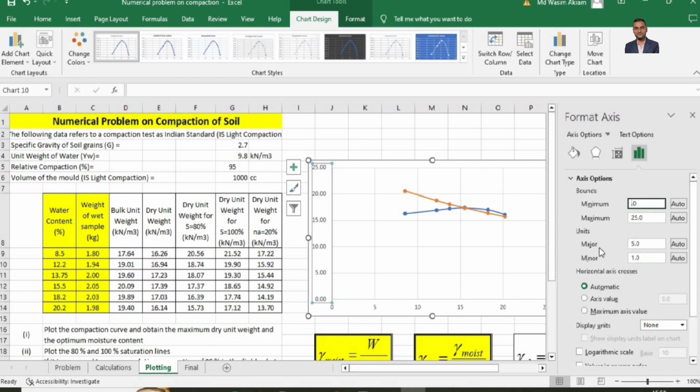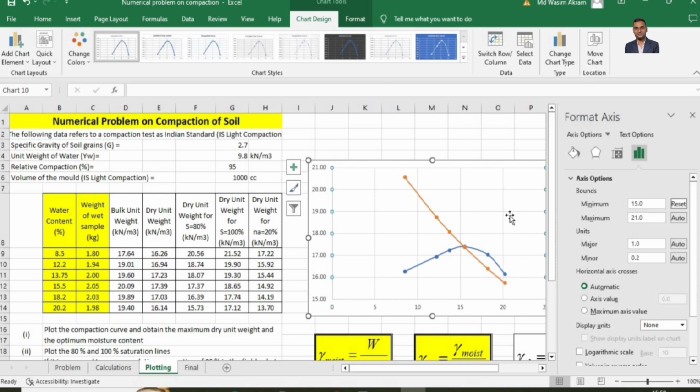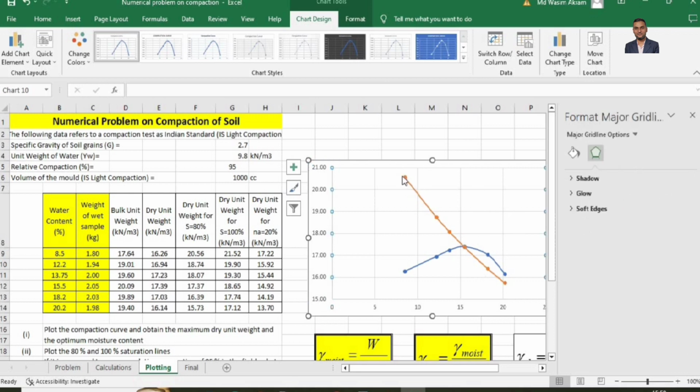With a little adjustment of the maximum and minimum limit of the axis, especially for the y-axis, that is the gamma D axis, the graph looks like this. And now we can see the 80% saturation line.